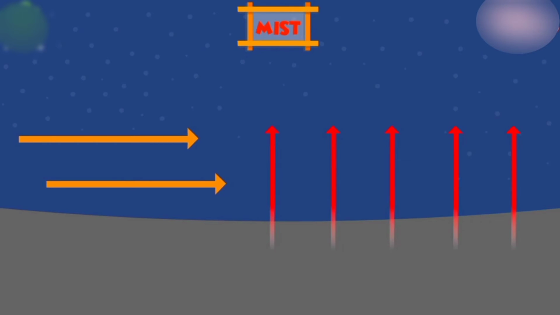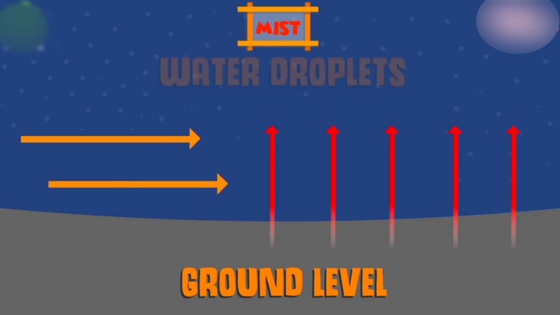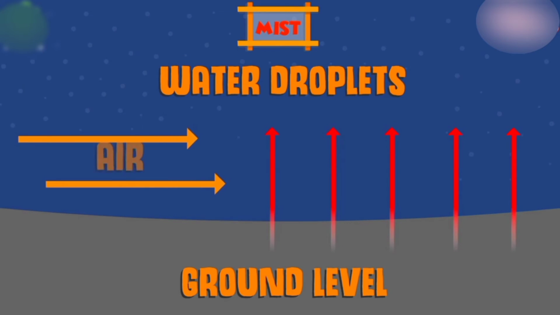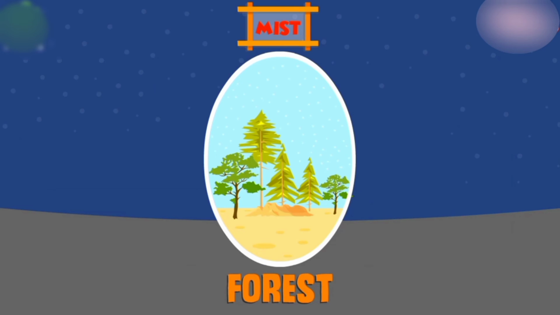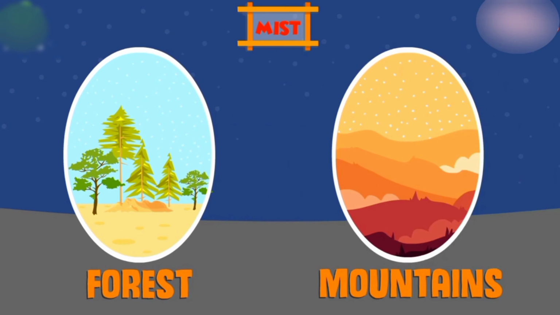Mist. Mist is very small droplets of water hanging in the air. These tiny droplets form when hot water in the air is rapidly cooled, causing it to convert from invisible gas to tiny visible droplets of water. Mist is more common in forest regions and mountain regions.